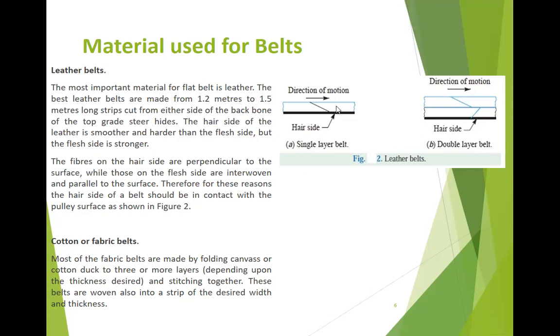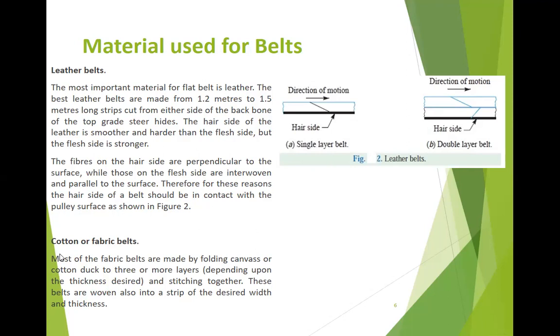The hair side and the flesh side. Single layer. The fibers on the hair side are perpendicular to the surface, while those on the flesh side are interwoven in parallel to the surface. Therefore, for this reason, the hair side of a belt should be in contact with the polished surface as in figure 2. Yan. So, single layer, ito yung naman ng double layer.